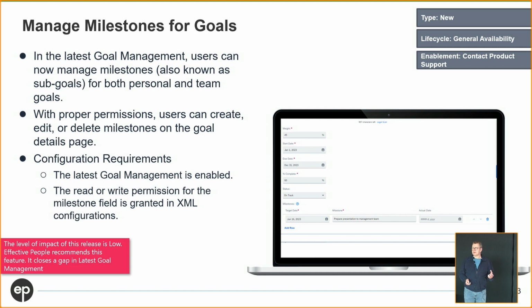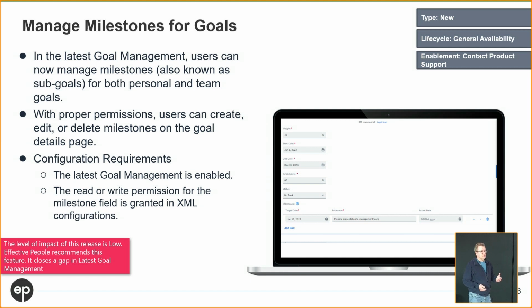Milestones, or as they were called earlier, sub-goals, was also one of the features that was only available in the legacy system. It was not available in the latest goal management, and that was one of the causes where a lot of our customers were hesitant in upgrading to latest goal management because they were using milestones. That is also now available in the latest goal management. And it will require that the read-write permissions are changed in the XML of the goal plan. This also means that you will need to reach out to us.